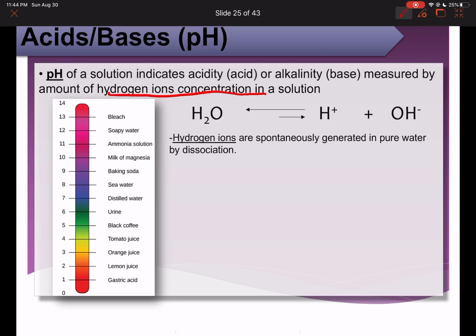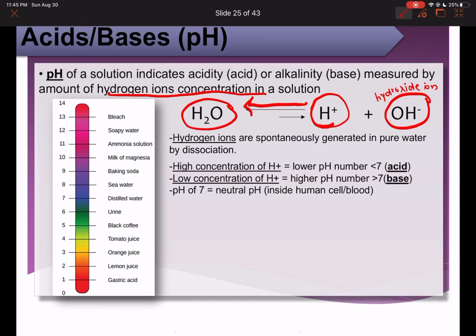So technically speaking, hydrogen ions are spontaneously generated in pure water by dissociation, where H2O can be broken down into its components of hydrogen ion and hydroxide ion. Okay, if you want me to write that down. So this OH group is considered a hydroxide ion. But the equilibrium of this chemical dissociation tends to go towards the formation of water molecules, which is why water itself does not give a certain acidity or basicity, it is neutral, okay?